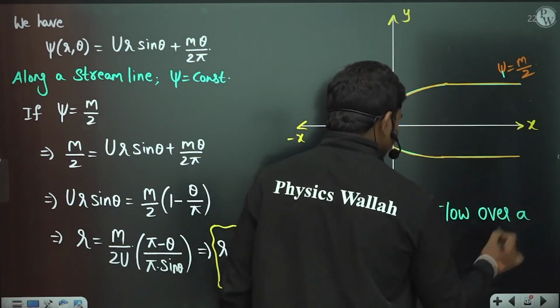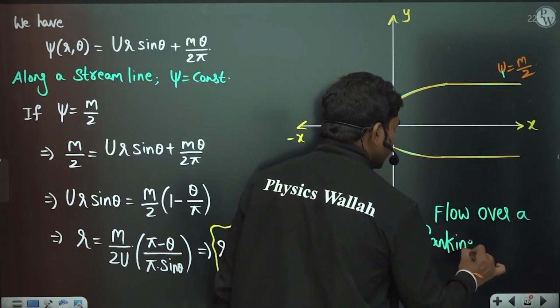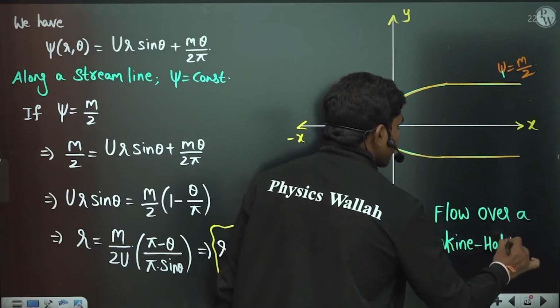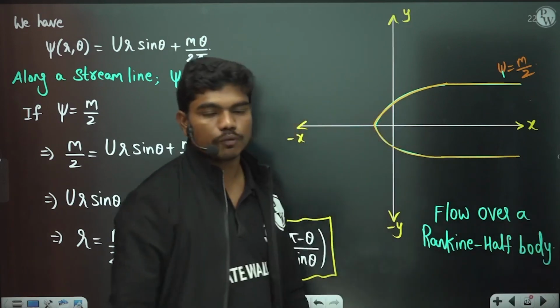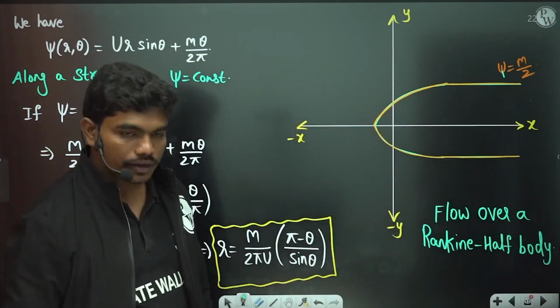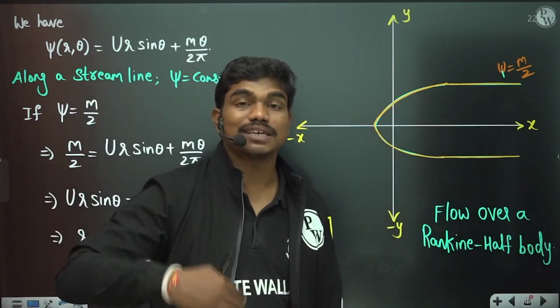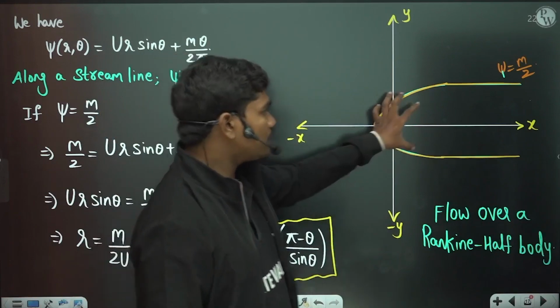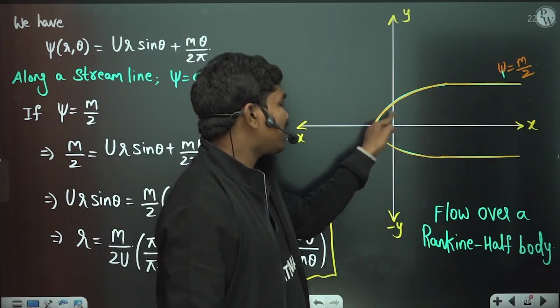or flow past a Rankine half body. This analysis was given by Rankine, so it is the Rankine half body. Normally we use this analysis for analyzing flow past submarines and the like, because comparatively the length of the submarine will be very large, but initially this will be the nose of the submarine.